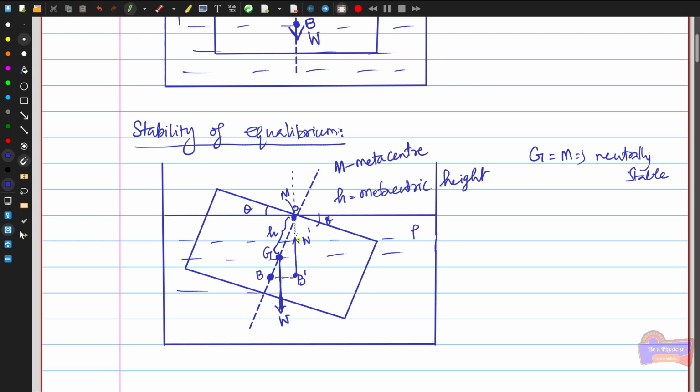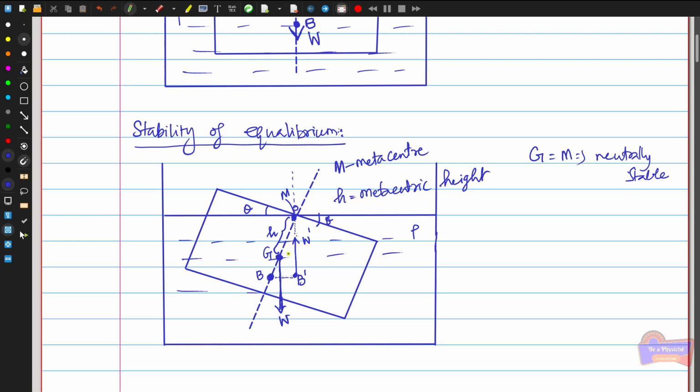So therefore, the upward force W prime, that means the buoyancy force, is actually acting upwards in a different position. Both these forces are equal, but in opposite directions. Therefore, a couple will be produced. This couple is trying to rotate the body back to the original position.